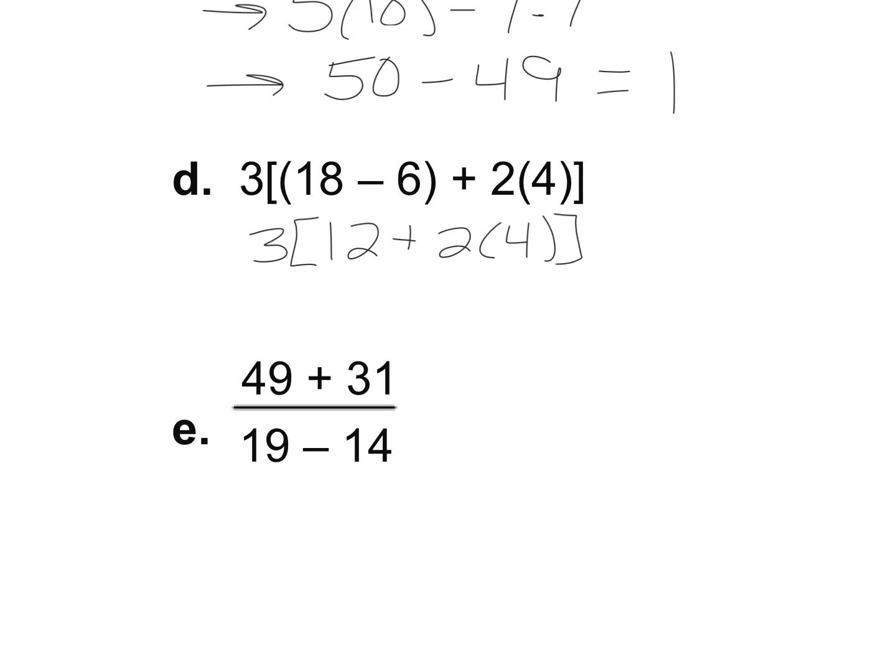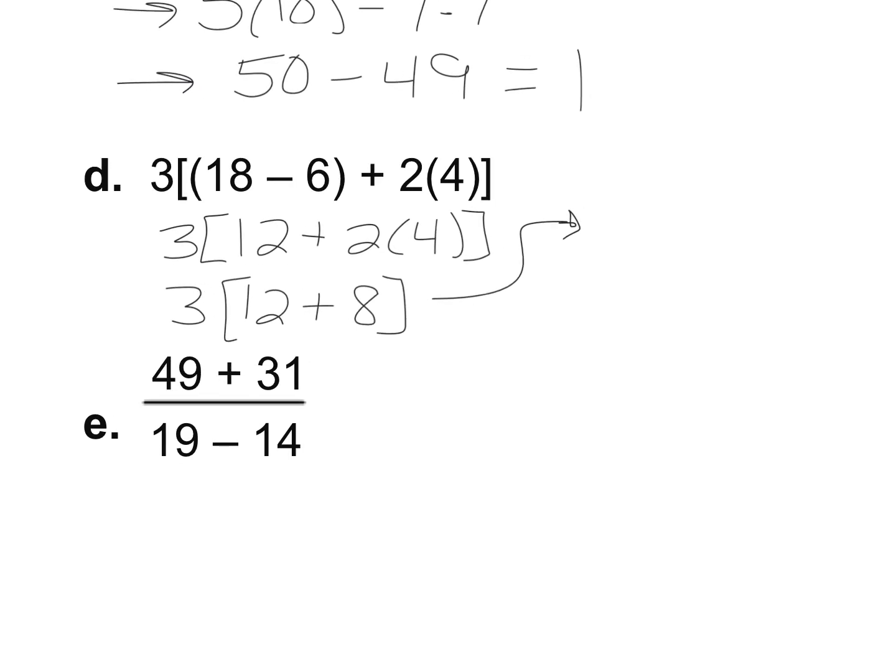Okay, what is my next step? Do we still have parentheses? Yes, so let's look in those parentheses. What do I need to do? Careful. We have multiplication first. Remember, multiplication comes before addition. Okay, so we have 3, keep the 12, and then we have 2 times 4. What's 2 times 4? 8. Okay, what is my next step here? Do the parentheses or brackets first. What's 12 plus 8? 20. Yep, now our last step is 3 times 20. What is it? 60.